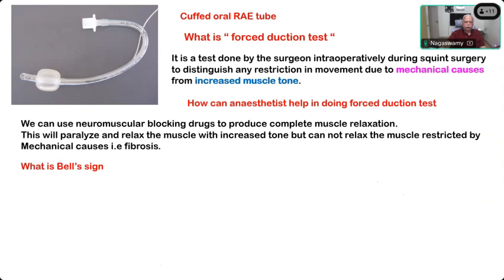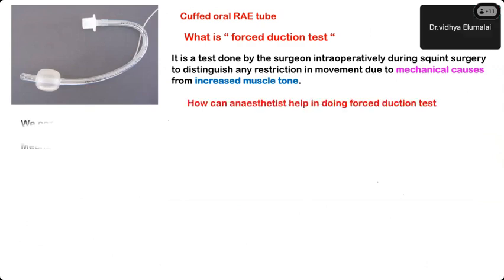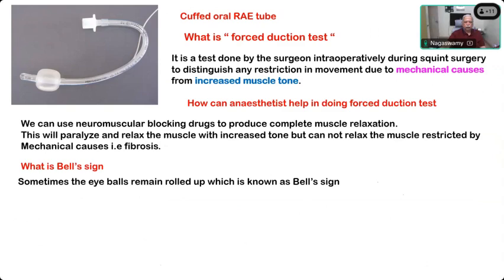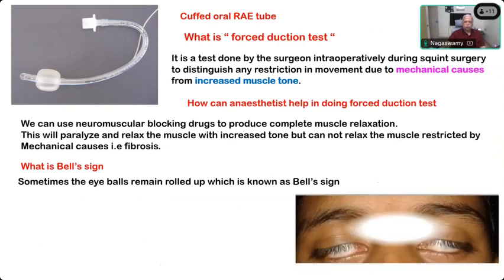What is Bell sign? Upward rolling of the eyeball. Correct. Sometimes the eyeballs may remain rolled up, which is known as Bell sign. So this is how the eyeball will roll up during surgery. So how do you correct this? How do you get out of this problem?